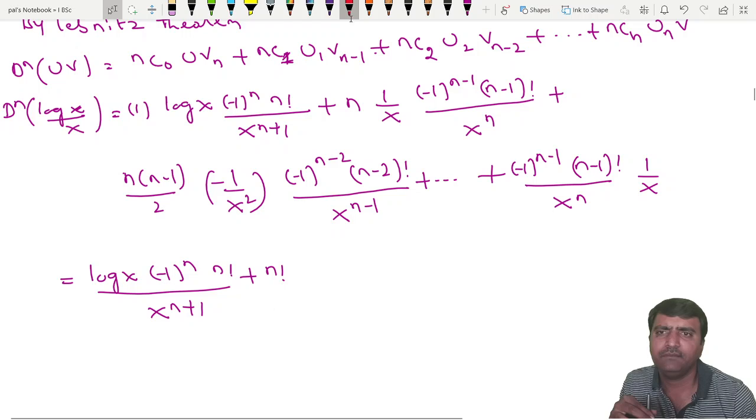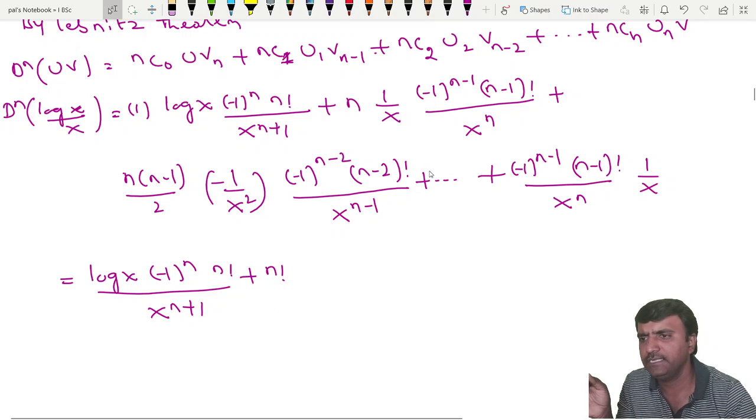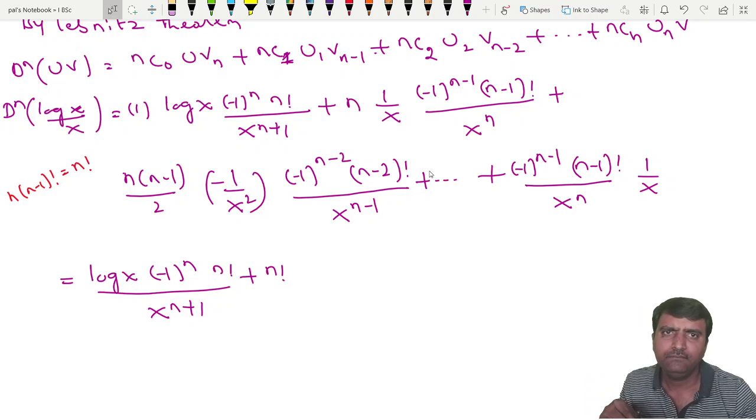So n into (n minus 1) factorial, I will write it here. n into (n minus 1) factorial means it is n factorial. For example, suppose we have 3 factorial and then 4 into 5 after it, we club them together and write it as 5 factorial. 3 factorial into 4 is 4 factorial. 3 factorial into 4 into 5 is 5 factorial. Like that, (n minus 1) factorial into n is n factorial.